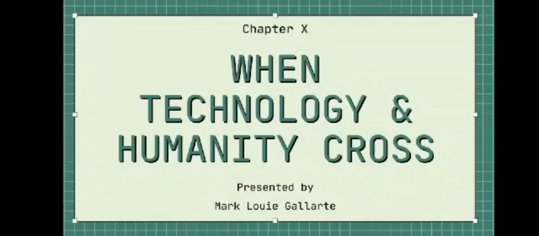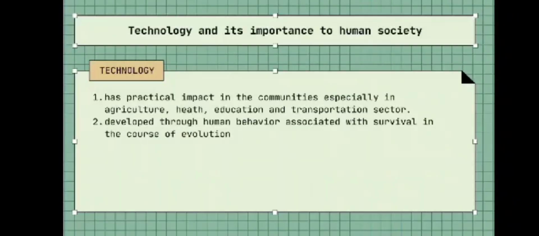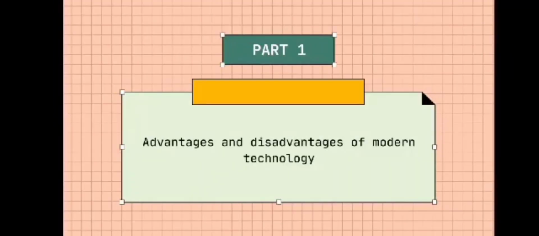Chapter 10, When Technology and Humanity Cross. Technology developed through human behavior associated with survival in the course of evolution. The application of scientific knowledge or techniques and processes. Part 1, Advantages and Disadvantages of Modern Technology.